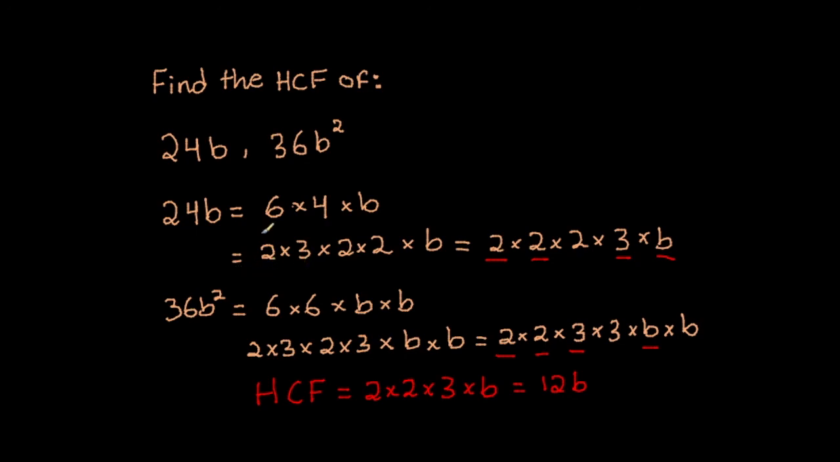So whenever you're trying to find the highest common factor of two algebraic products, just try to break them down into their simplest parts and then see what common factors they have. So highlight those and then multiply all of their common factors, and hopefully you'll just get the highest common factor.